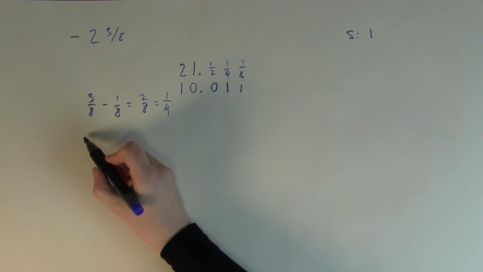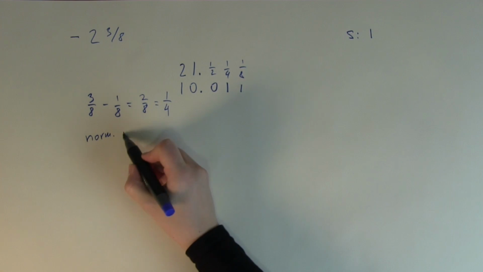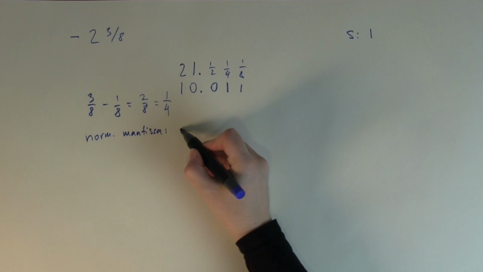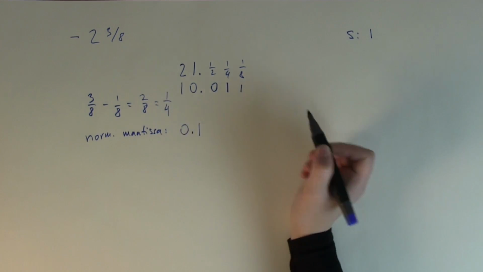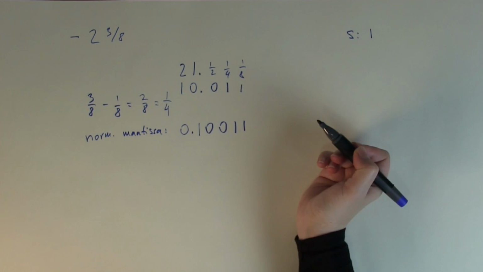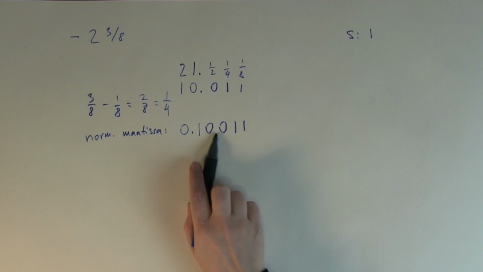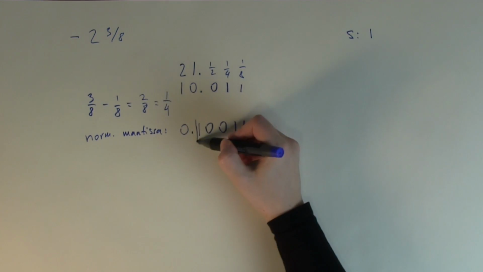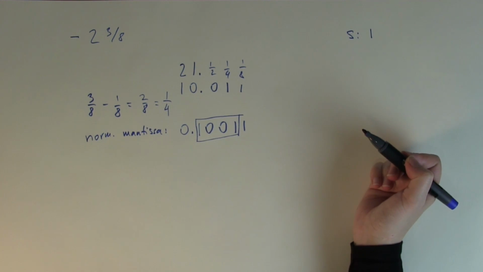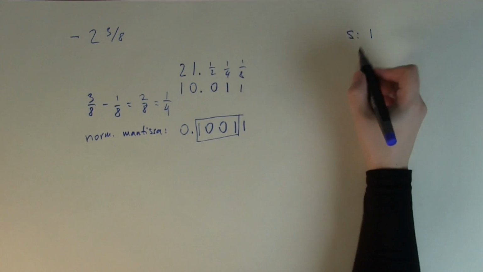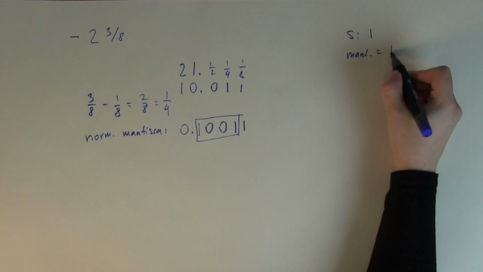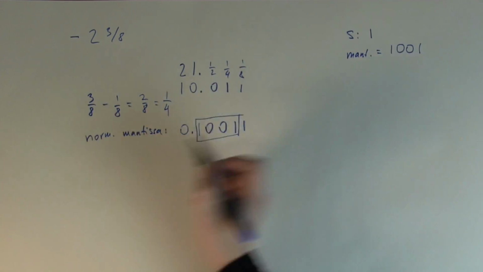So what I need to do now is normalize the mantissa. So it's going to be the 0.1, and then what else do I have there? 0, 0, 1, 1. Now I ended up with 5 digits here, so I have to cut it down to 4 digits, which means I'm going to have a truncation error. So the mantissa is 1, 0, 0, 1.